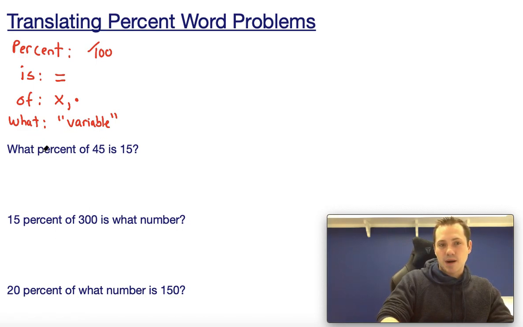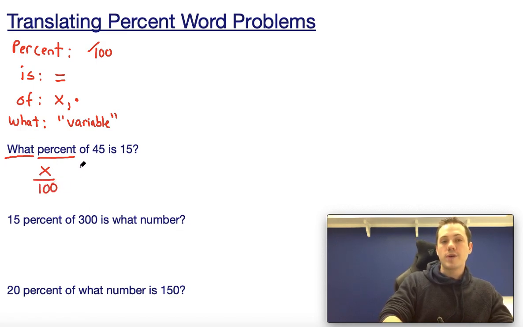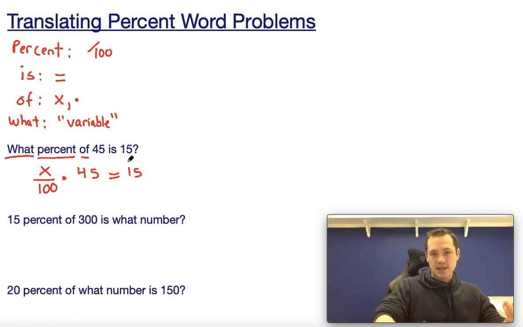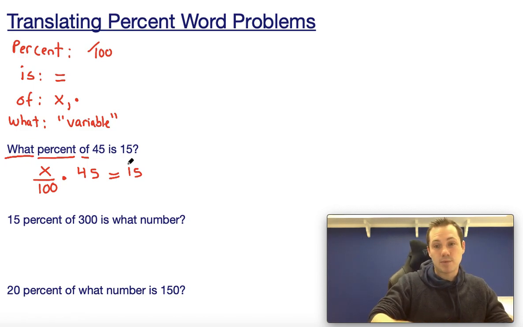So let's say we had to do this problem right here. Well, what we're going to do is we're just going to translate directly from words into math. So the word what is a variable, so I'm going to put x. The word percent means divide by 100, so I'm going to divide this by 100. We know the word of means multiplication, so I'm going to put a little dot right here. 45 is just a number, is means equals, and then 15 is just a number. So we can see that we can very easily go directly from words to a simple math equation.